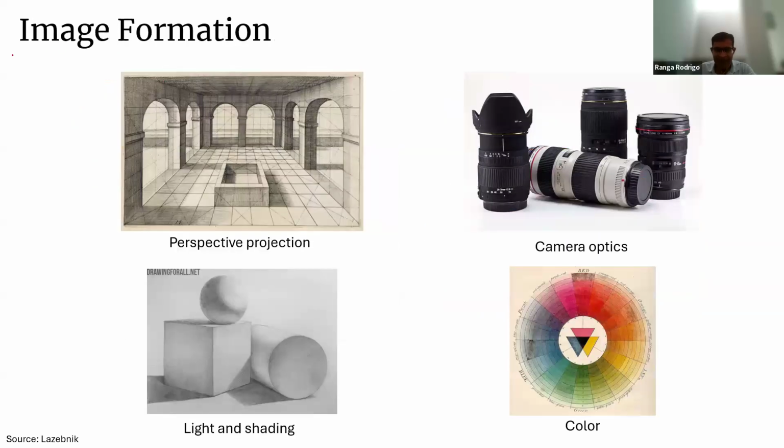Okay. Then we have to look at the image formation in this class. That means understanding the projection model, how a 3D scene gets mapped to an image. And this is, of course, depending on the cameras. And we will briefly look at camera optics. I don't know too much about this, but I will try to say. Light and shading is also a part of image formation, but we will not look at it. Color also is very important, but we will not discuss color in this course.